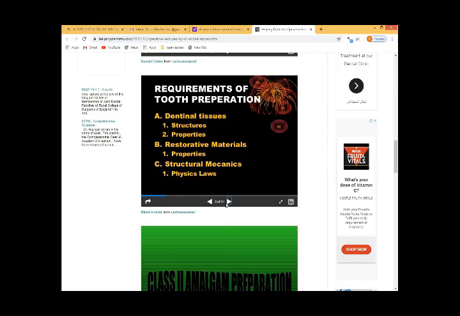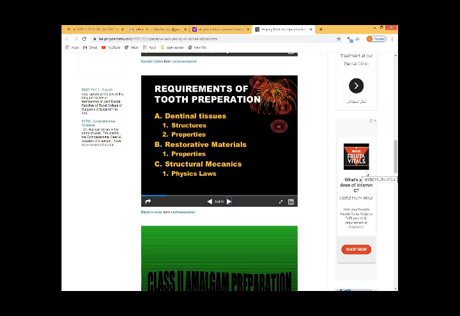Here, let me discuss with you, although it is not so essential for you, what the requirements of tooth preparation are. One, dental tissue with its structures and properties. Two, restorative materials. And if I say restorative material, there is only one material in these principles, and that is amalgam. The amalgam properties also play a very important role. And then the structural mechanics, which are the physics laws.